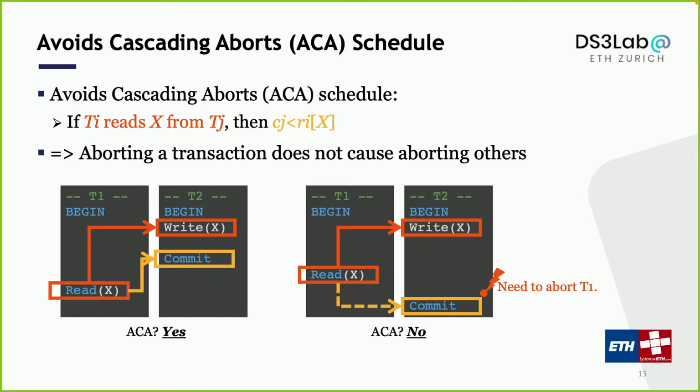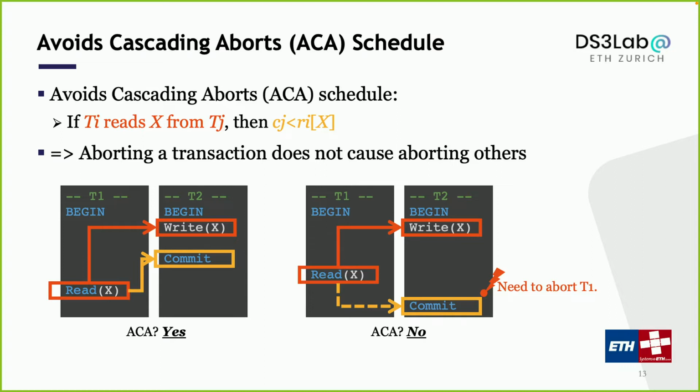But when I undo T2, I need to undo the old value, undo the write on X. I need to recover X to the value as if T2 never happened. But because T1, which is still running at this moment, relies on the value written by T2, I also have to abort T1. So this is called cascading abort, in the sense that aborting a single transaction, here T2, also implies I need to abort other transactions.